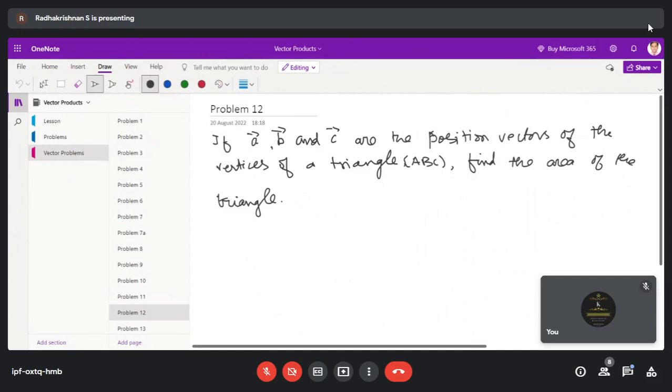Half into modulus of AB vector cross BC vector. If A, B and C are the sides of the triangle, it is half into modulus of A cross B, or B cross C, or C cross A. Any two adjacent sides you take, do a cross multiplication, and the magnitude, half of that, will be the area of the triangle.